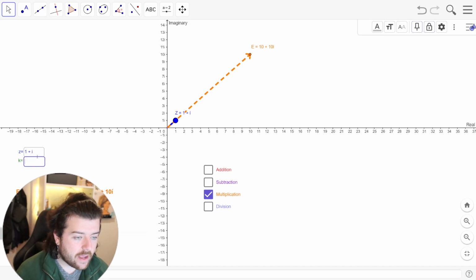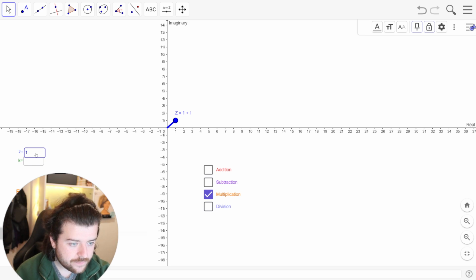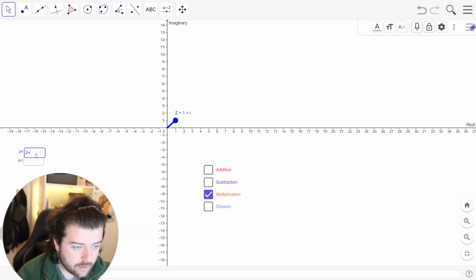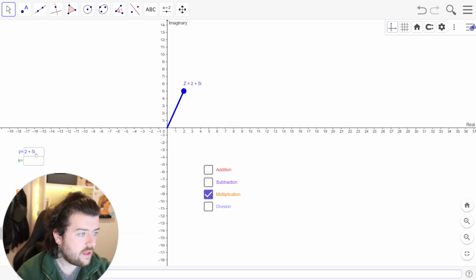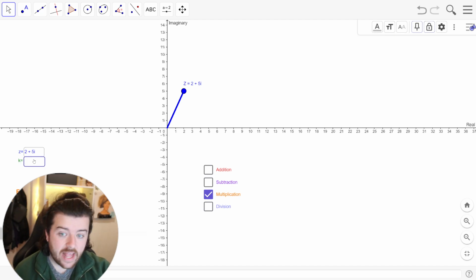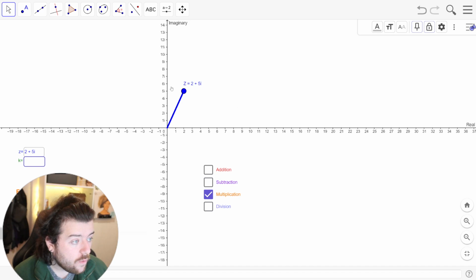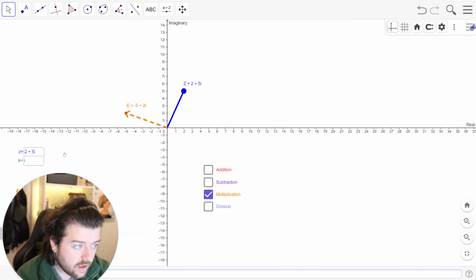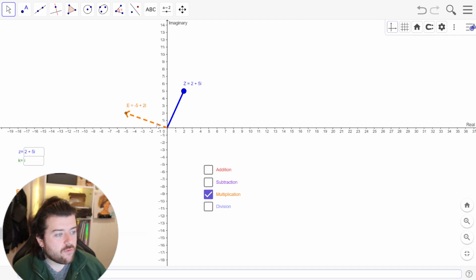So let's make my complex number a bit different here. Let's say I have 2 plus 5i. Let's look at rotations. If I multiply this blue line, this number here, by i, it's going to rotate it by 90 degrees. So I put i in here. Look, it has rotated 90 degrees. It has measured 90 degrees in here.